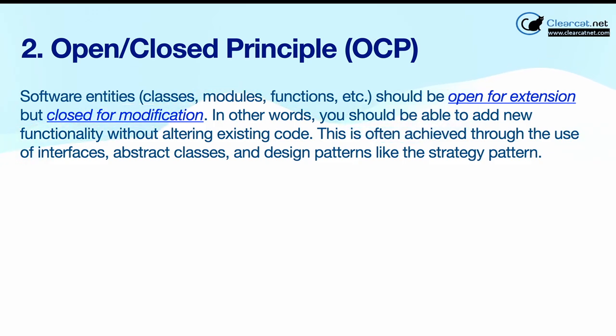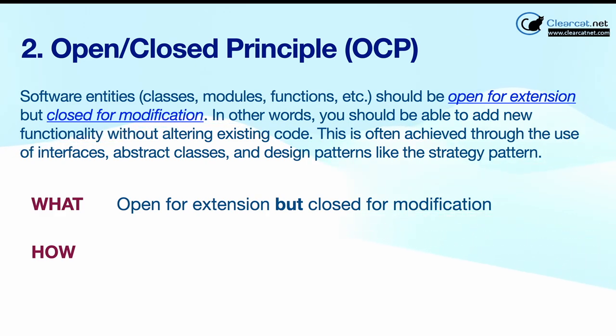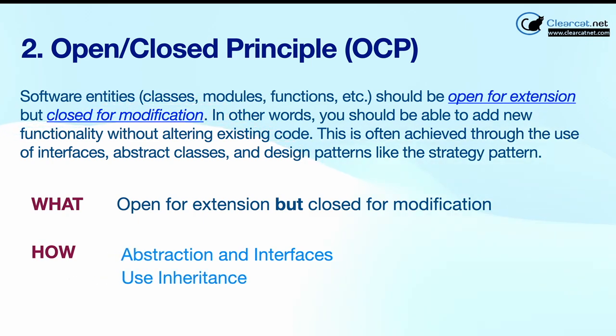design patterns like the strategy pattern. What and how? Open for extension but closed for modification. How? With the help of abstraction and interfaces, with the help of inheritance and polymorphism. Polymorphism allows us to override methods from, like, a child class, and if there is a parent and child relationship, then we can override the virtual methods in our child class. So this is the main concept behind this principle.